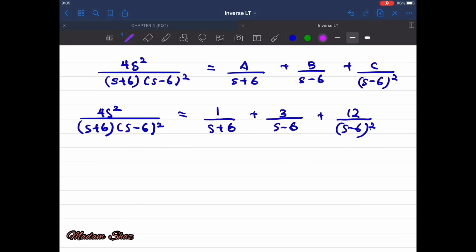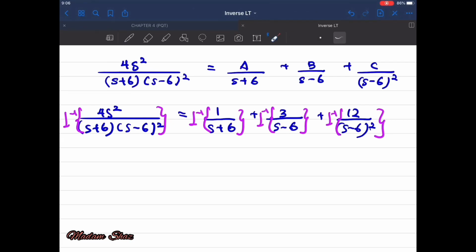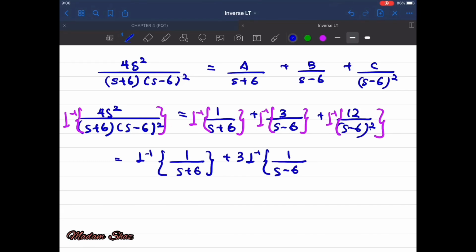Now we have to solve for the inverse Laplace transform. Write the notation for the Laplace inverse with curly brackets for each term. If you have any constant at the upper side, you have to bring the constant to the front. For the first curly bracket, there is only constant 1. For the second, we have constant 3, so bring 3 to the front. For the third, we have 12, so bring 12 to the front. Laplace inverse of 1 over s plus 6, plus 3 Laplace inverse of 1 over s minus 6, plus 12 Laplace inverse of 1 over (s minus 6) to the power of 2.